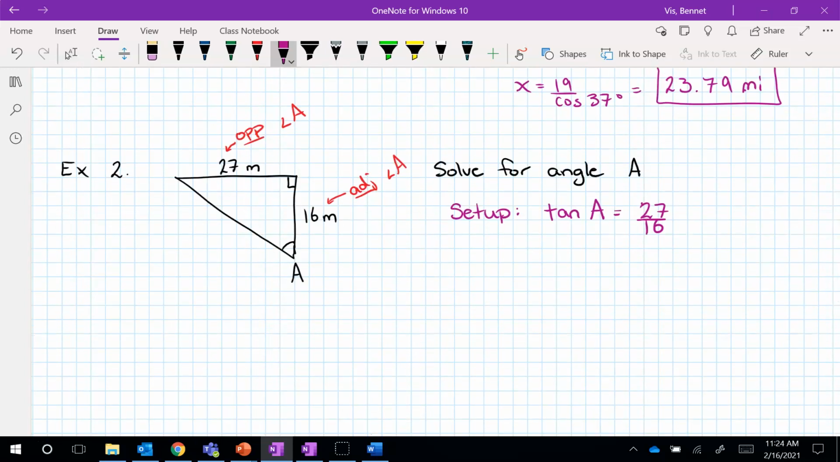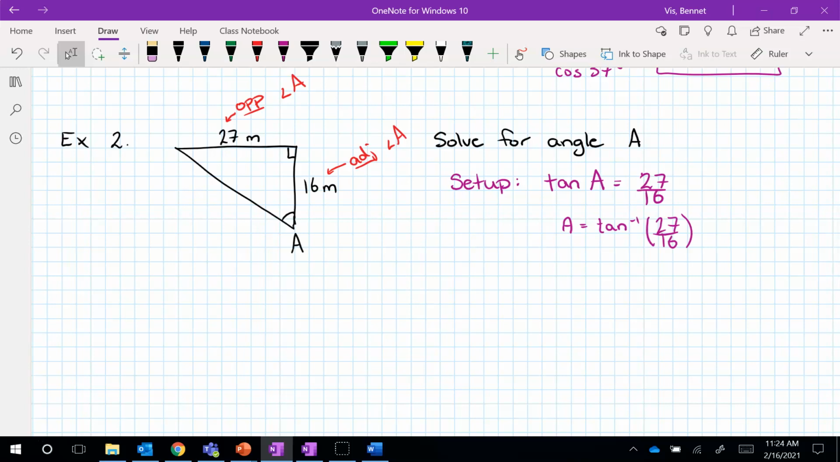For this, I don't know what I'm putting in, so what we want to do is take the inverse of both sides and say if the tangent of A is 27 over 16, then A is the inverse tangent of 27 over 16. Okay, flips the inputs and outputs. What was normally my output, this ratio here, goes into this inverse function and will spit out my angle. So if I plug that into my calculator, I get my angle is 59.35 degrees.